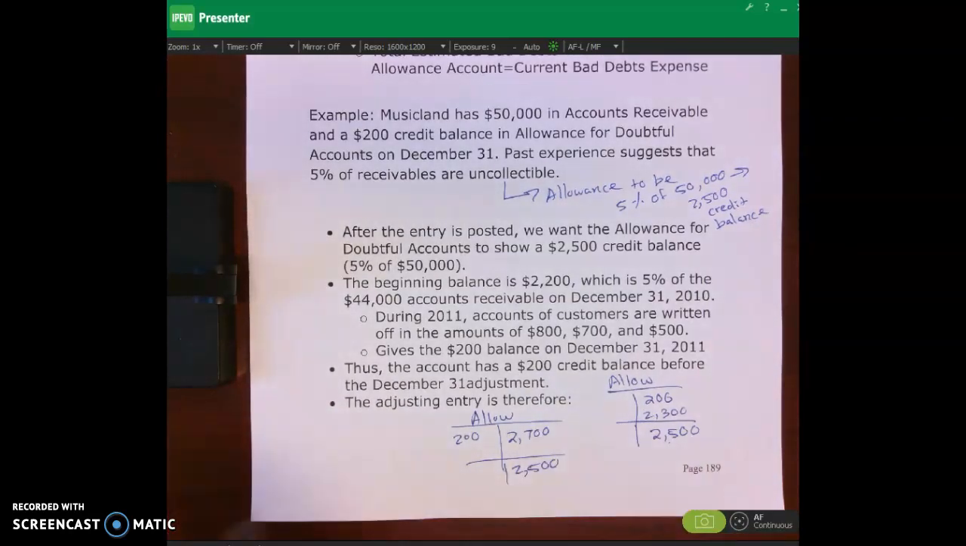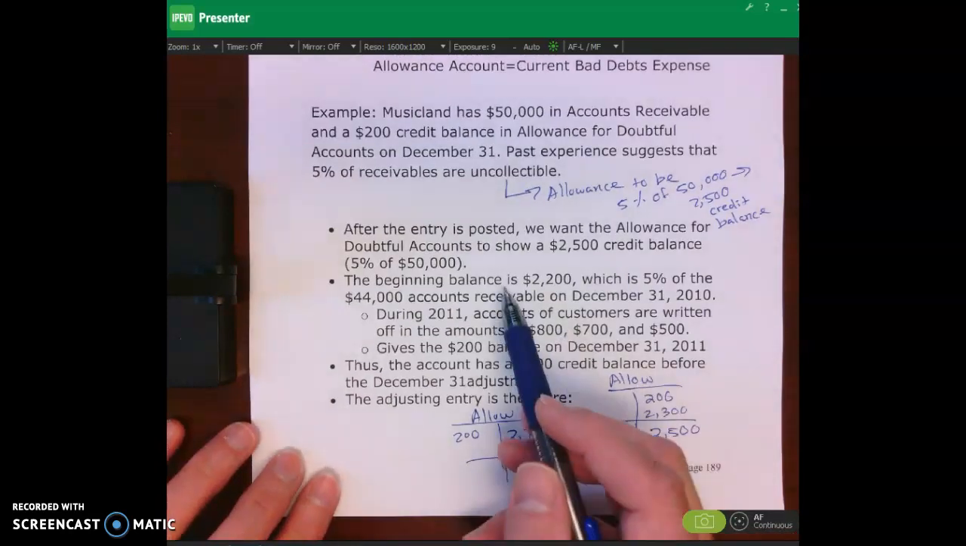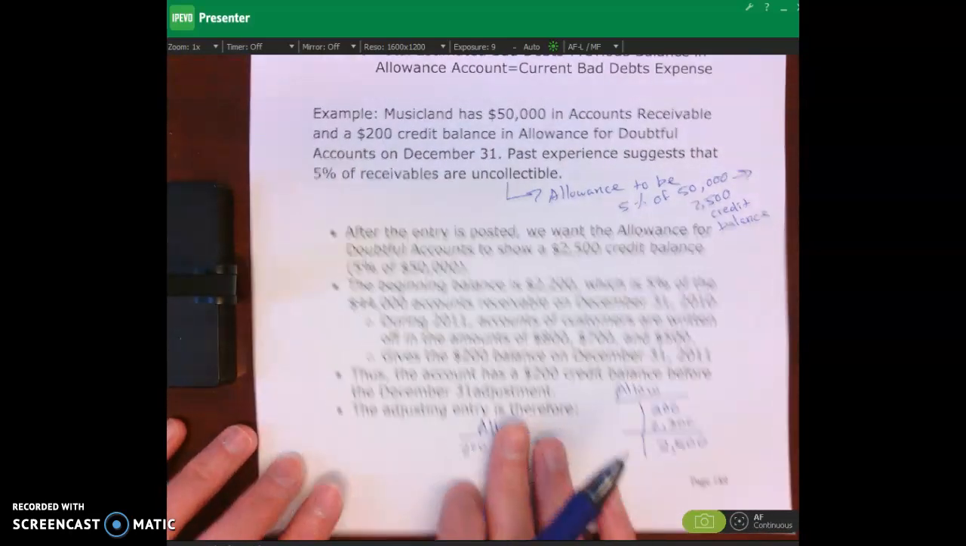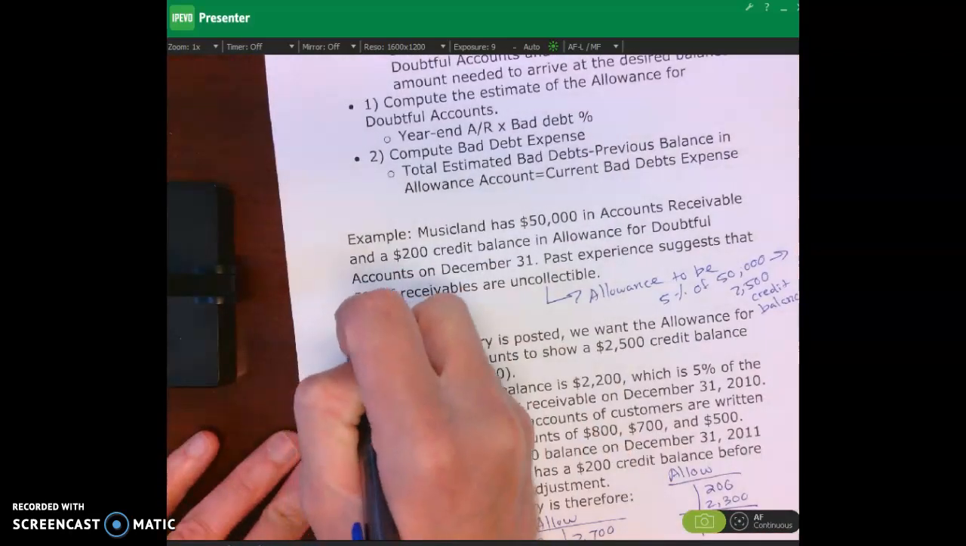2,700. So then we would debit bad debts expense 2,700, credit the allowance for 2,700. That's what we would do. Okay? So when we look at the journal entry then, considering this problem, what would be our journal entry? Again, this would be done on 12/31.